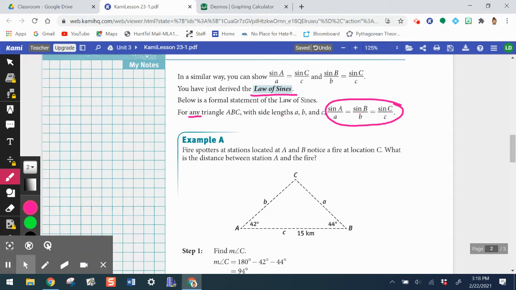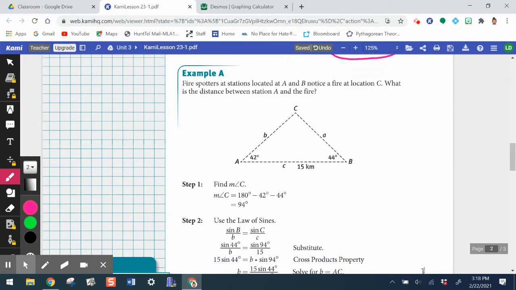Now go back to the example at the start of this lesson, and the reason we had to figure out what the law of sines was. Fire spotters at stations located at A and B notice a fire at location C. So the fire is happening right here. What is the distance between station A and the fire?